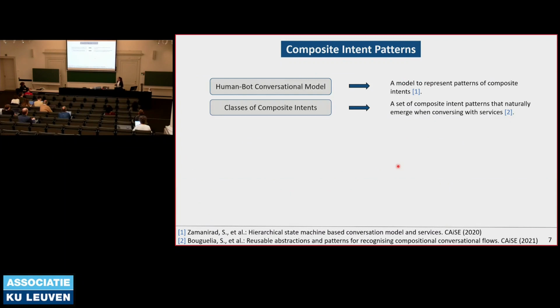So in our previous work, we proposed some techniques to represent and reason about composite intent patterns. More specifically, we proposed a state machine model that represents these composite intent patterns during interaction between the user and the services. We also identified a set of composite intent patterns that naturally emerge when the user is conversing with services.